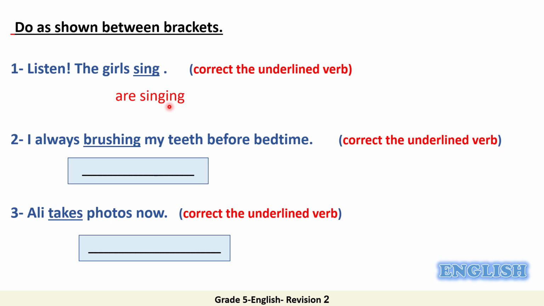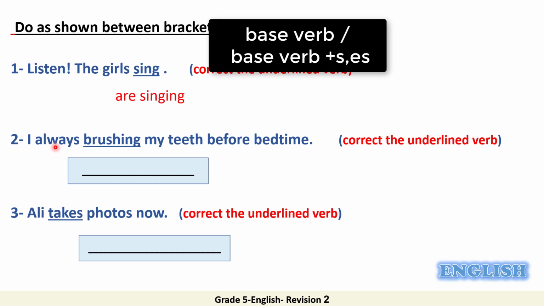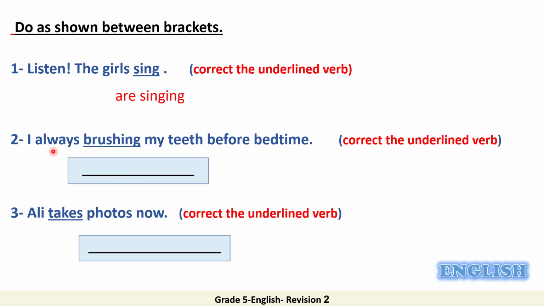Have you finished? Okay, number 2 says, I always brushing my teeth before bedtime. Correct the underlined verb. Where is the key word? Excellent, always. What tense does it refer to? The present simple, the base verb or the base verb plus s. So no need for this ing, right? Now look at the subject I. It takes the base verb, right? So the answer is brush.